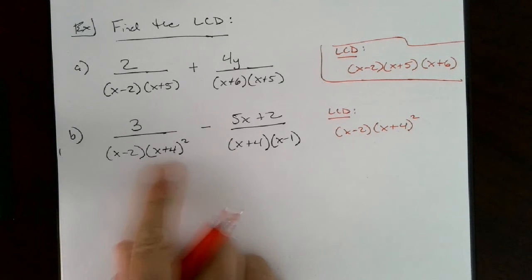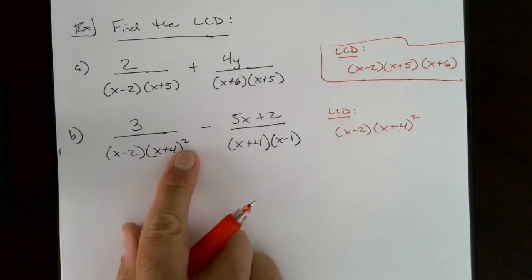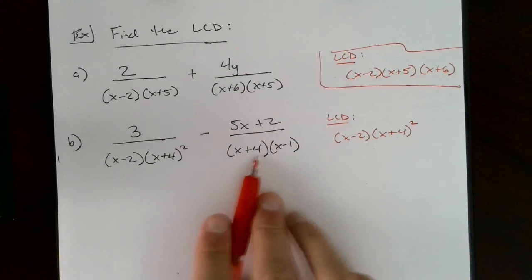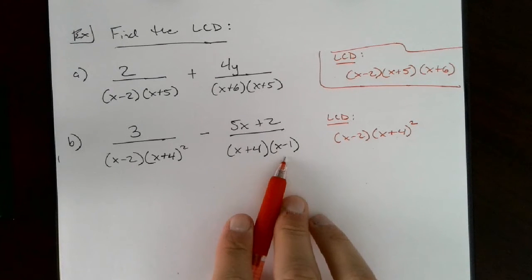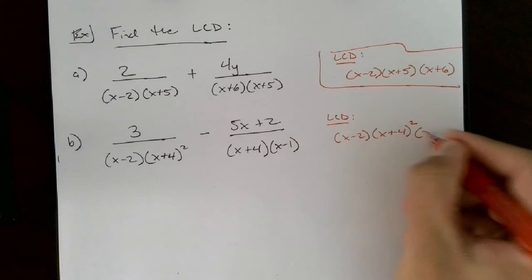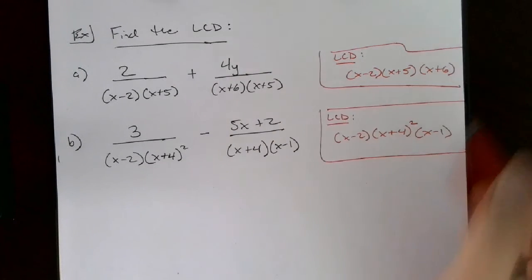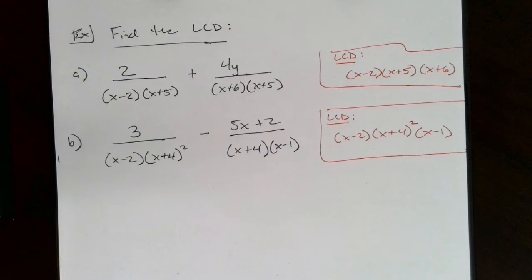That's why it's important to write a repeated factor, because this would have been x plus 4 times x plus 4, so that factor to the second power. And then I have x plus 4 already for that factor we just talked about. And then x minus 1, well, as long as it appears in either fraction, we need the x minus 1. That's to the first power because we don't have any higher powers of it there. And so then your LCD is x minus 2 times x plus 4 squared times x minus 1.